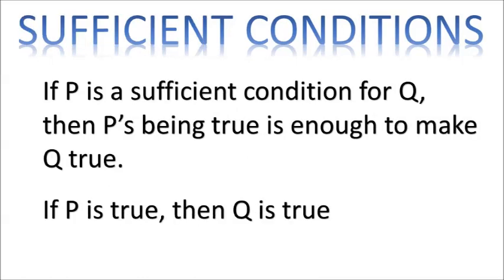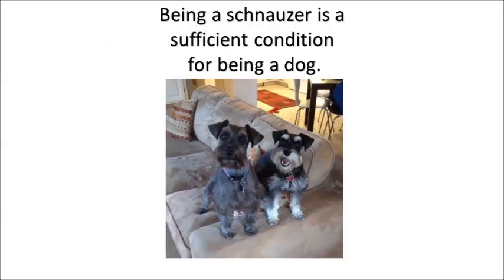What about sufficient conditions? What is a sufficient condition? If P is a sufficient condition for Q, then P's being true is enough to make Q true. If P is true, then Q is true. So look at this example. Being a schnauzer is a sufficient condition for being a dog. So if something's a schnauzer, that's already enough. That's all it would take for that thing to also be a dog.